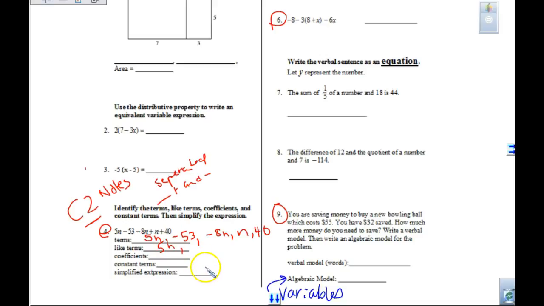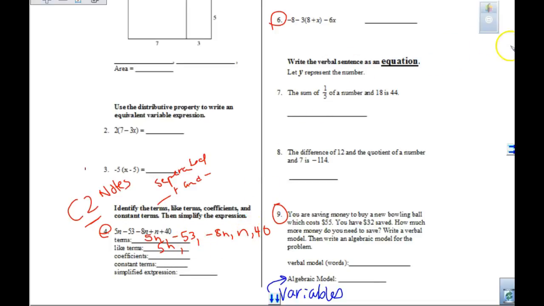Jack, would the like terms of 53 and 40 also be like terms? Those are going to be our constants, the negative 53 and 40. I'm going to put those. They are really like terms, I agree. But in this case, we're going to put those in our constants. Does that make sense? Yeah. Okay. Anyone else? Okay. So the constants are going to be our numbers.